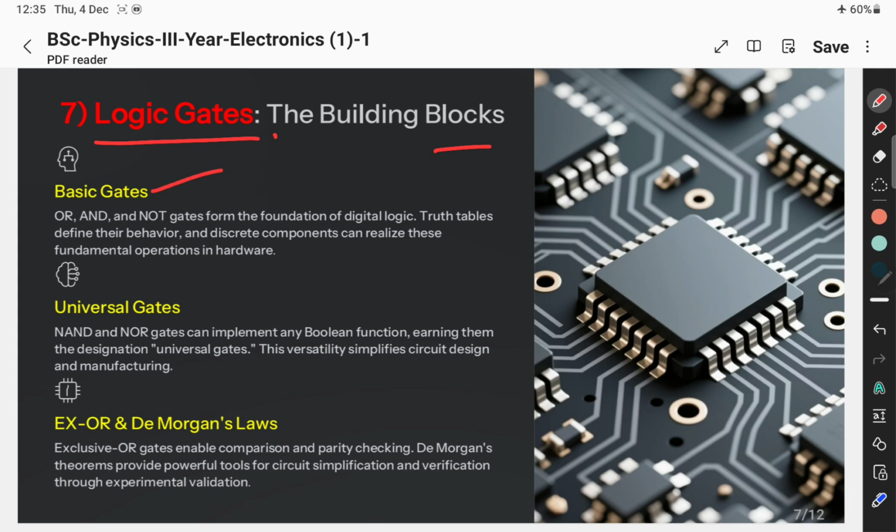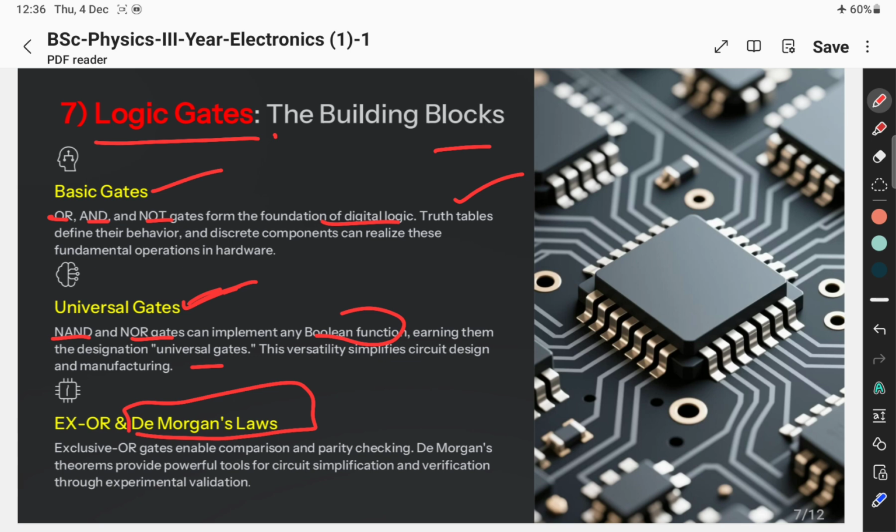Here you have basic gates like OR, AND, NOT. They are the foundation of digital logic. You'll learn the truth tables. Next, you'll see universal gates, which are NAND and NOR gates, and Boolean functions. Next, XOR, and we'll also learn about De Morgan's laws, which help simplify logic expressions.